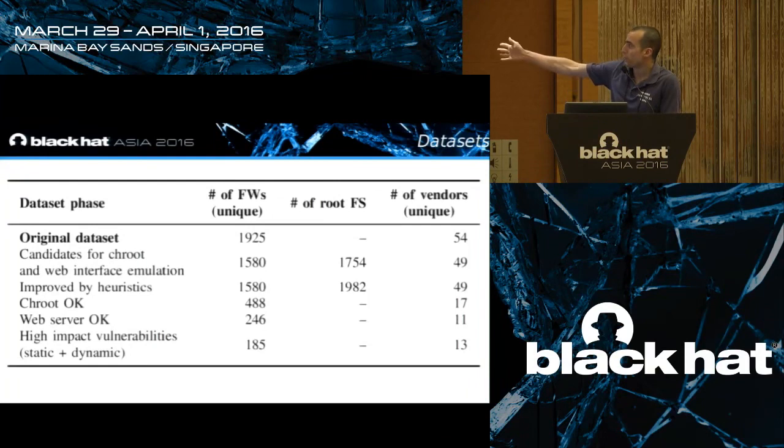And then, as mentioned, we do the static and dynamic analysis. We do dynamic analysis on all firmwares which started the web interface, and we do static analysis only on the firmwares which had PHP. We end up with 13 vendors and around 185 firmwares which had high-impact vulnerabilities. By high-impact vulnerabilities, we mean XSS and command injection in the web interface.